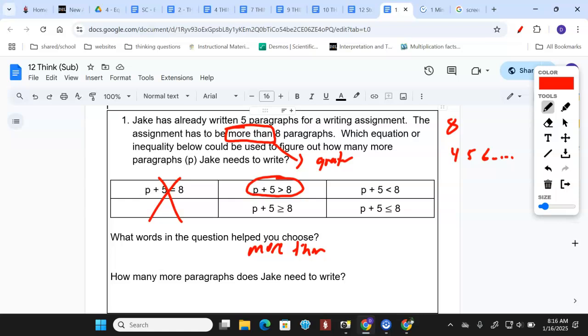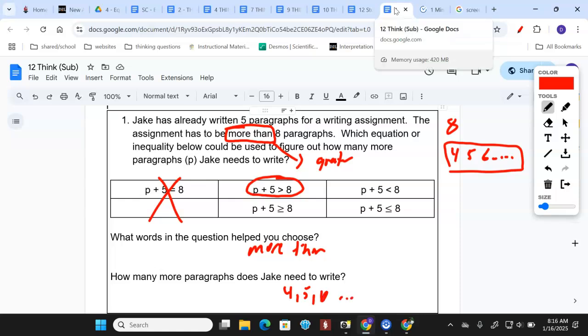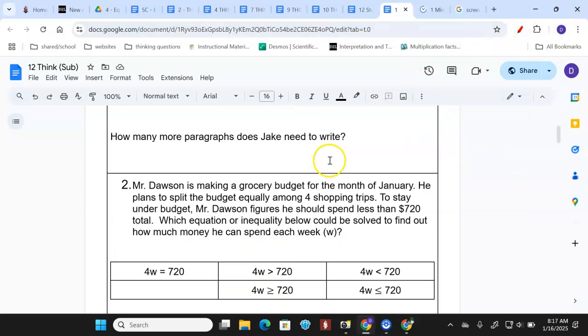How many more paragraphs does he need to write? I thought that through in my progress as well. He needs to write 4, 5, 6, and so on, more paragraphs. So this situation would be represented by this inequality and not those. That's how I think about it. I'm going to do another one. It's a lot to get used to, I know.